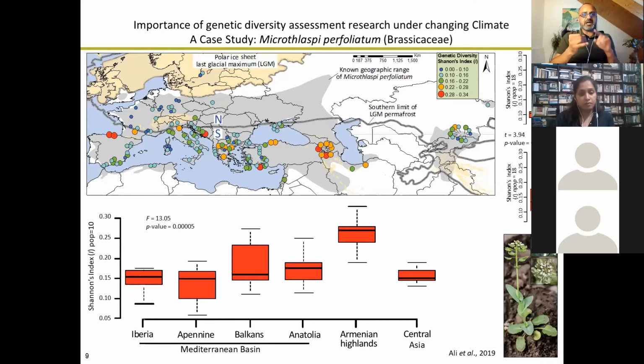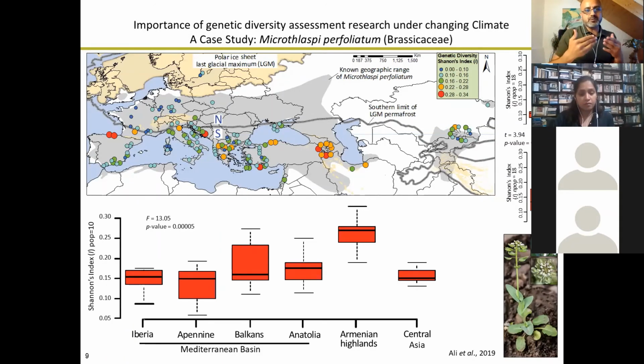We see that Spain, Italy, Greece, Turkey, all these regions are witnessing higher temperatures in summer and prolonged drought or dry seasons. And all this is affecting the region. So this is the example of one species, which means other species are also more diverse in these regions.